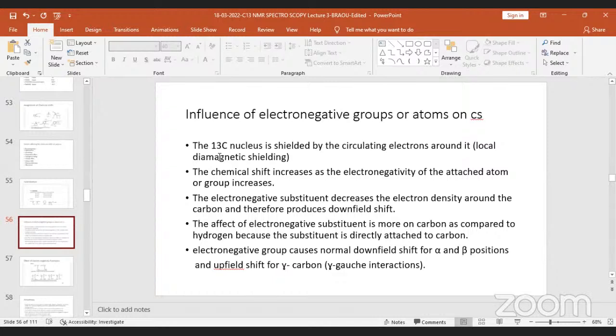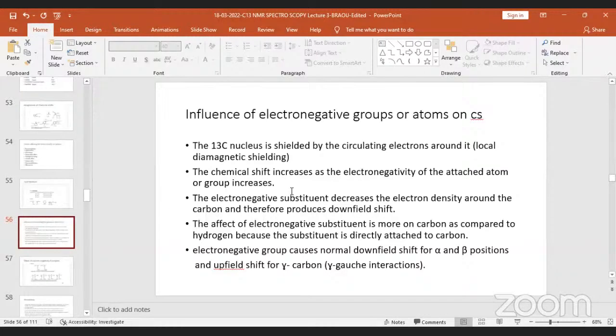So the C13 nucleus also is shielded by the circulating electrons around it. This is known as local diamagnetic shielding. It is just similar to proton NMR. Only thing is, here we are observing the C13 nucleus. So the chemical shift increases as the electronegativity of the attached atom or group increases. Simplest example, we take methane. Methane, I told you, minus 2.5. If it is attached to chlorine, then its chemical shift will be more than methane.